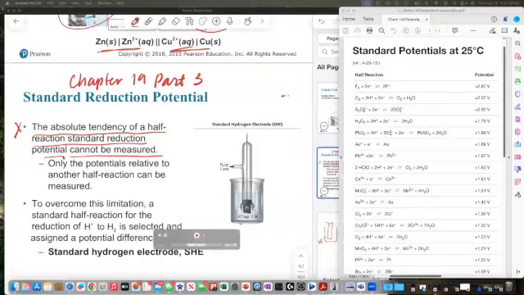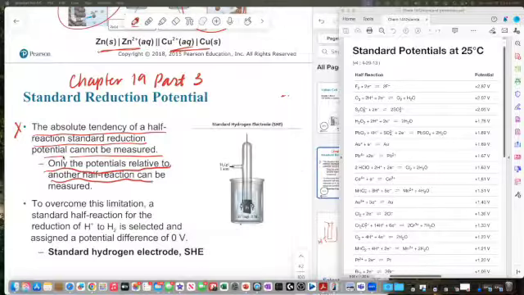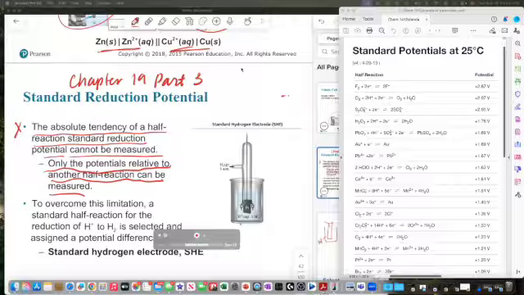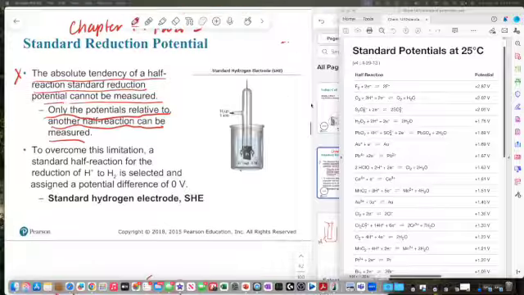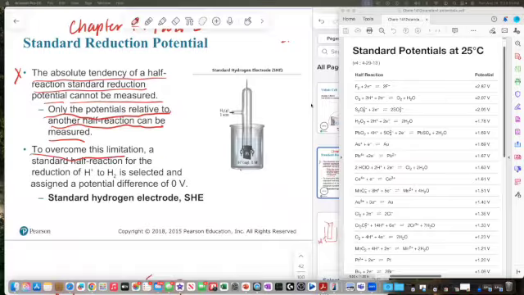Let's see where they say that. Only the potentials relative to another half reaction can be measured. Yeah, that's what they're saying. You really have to pair the half reaction with another half reaction, then you get whole because two halves make a whole. So they say here, to overcome this limitation, a standard half reaction for the reduction of hydrogen ion to hydrogen molecule is selected and assigned the potential difference of 0.